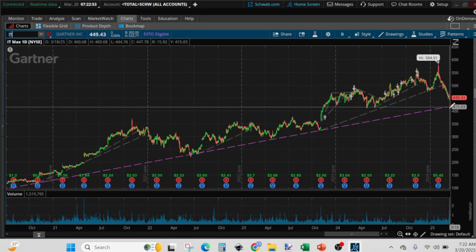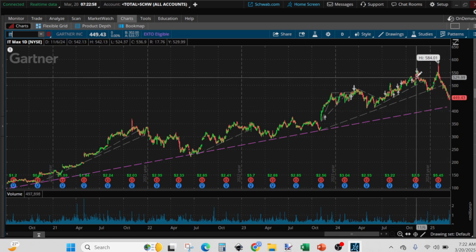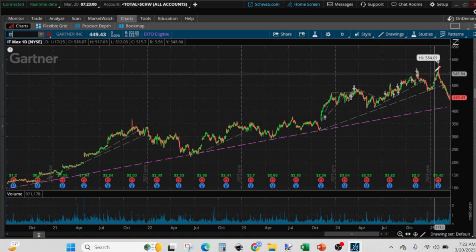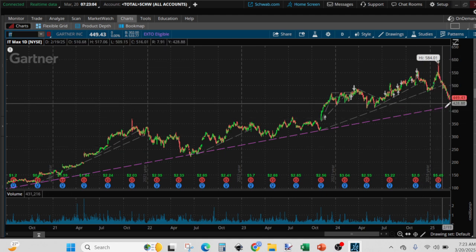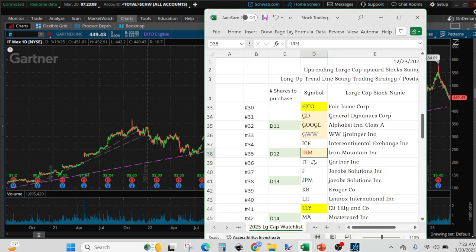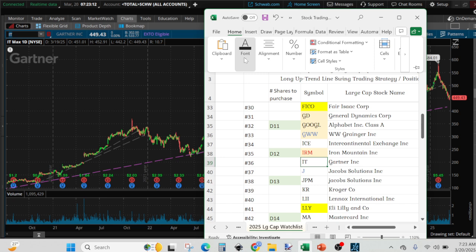ITM is pulling back to this trend line and has not reached it yet. We purchased it there, it pulled back on us for a while and went up and reached a new high, and we sold it. The arrow is there, and now it pulled back, so we are waiting to buy it back at that trend line. IT, I'm going to put it in blue because it's close to the trend line but not quite yet.